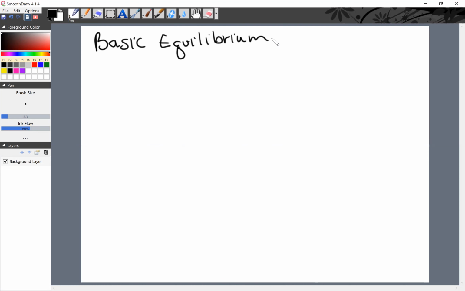Okay, what do we know about basic equilibrium? Number one, two opposing forces at the same rate. So I'm going to say two reactions that are opposing at the same rate. That doesn't mean they're equal.